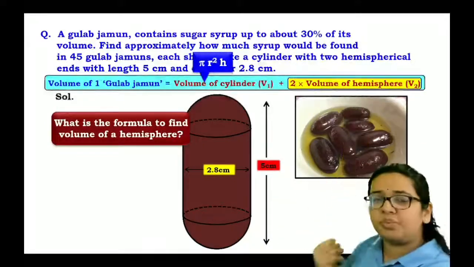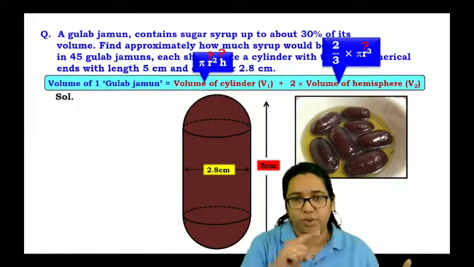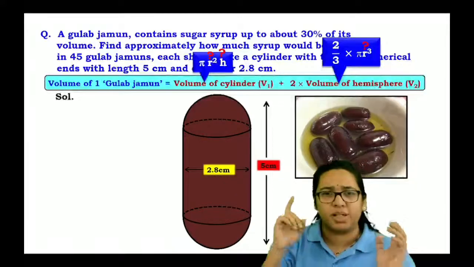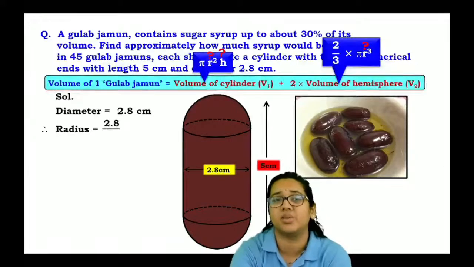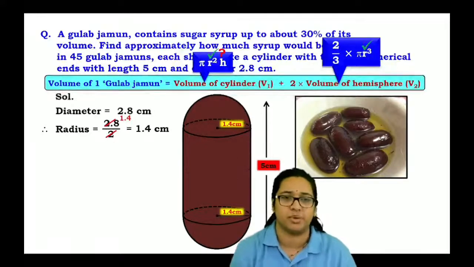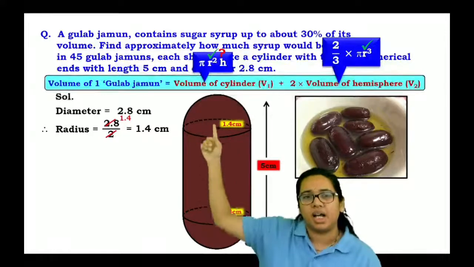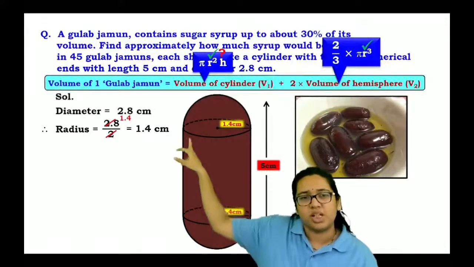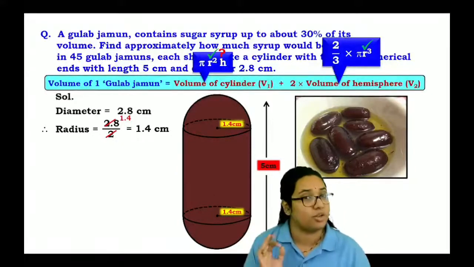And volume of the hemisphere. Volume of the sphere is given as 4 upon 3 pi r cube. So if we are talking about hemisphere, 2 times volume of hemisphere is the same as 1 time volume of the sphere. So diameter will be 2.8, hence radius will be 2.8 upon 2, that is 1.4 centimeter. So now you have the value of r. The next part is that the height of the one jamun is given as 5 centimeter. But now we just have to calculate the height of the cylinder only. Correct? What will be the height of the cylinder only?